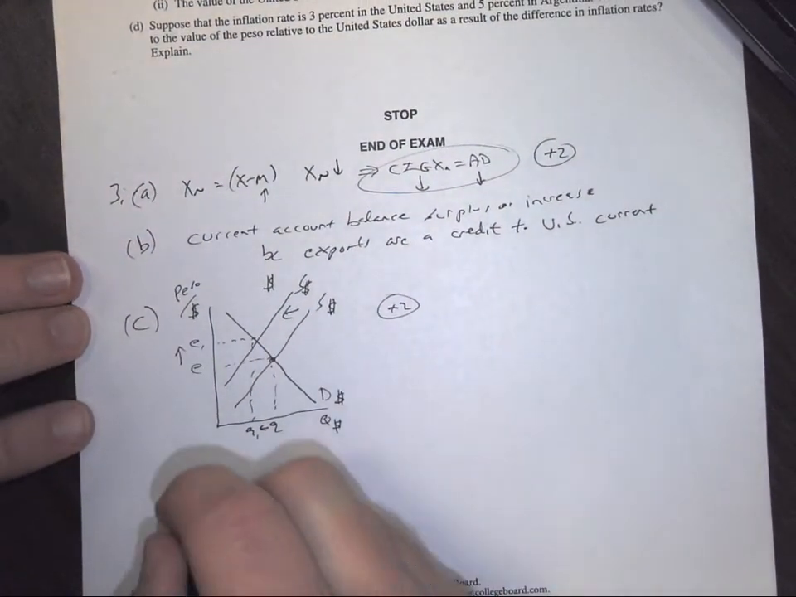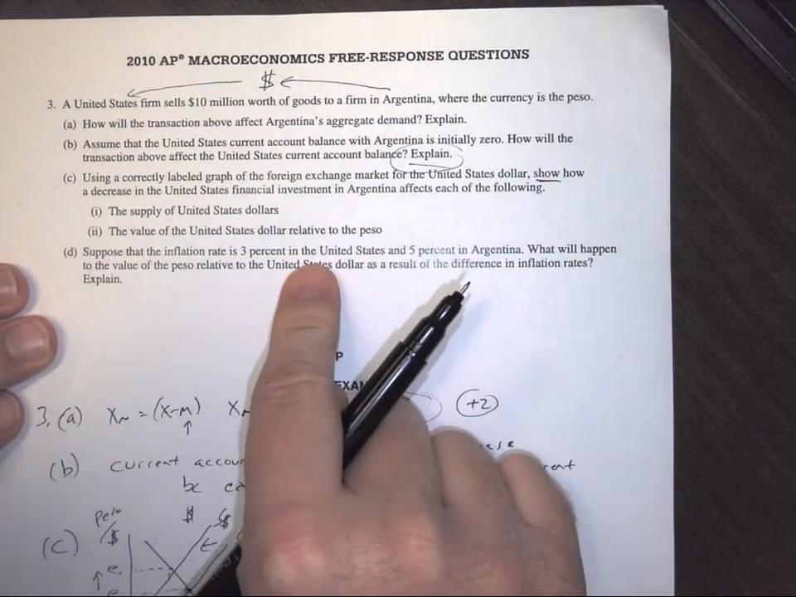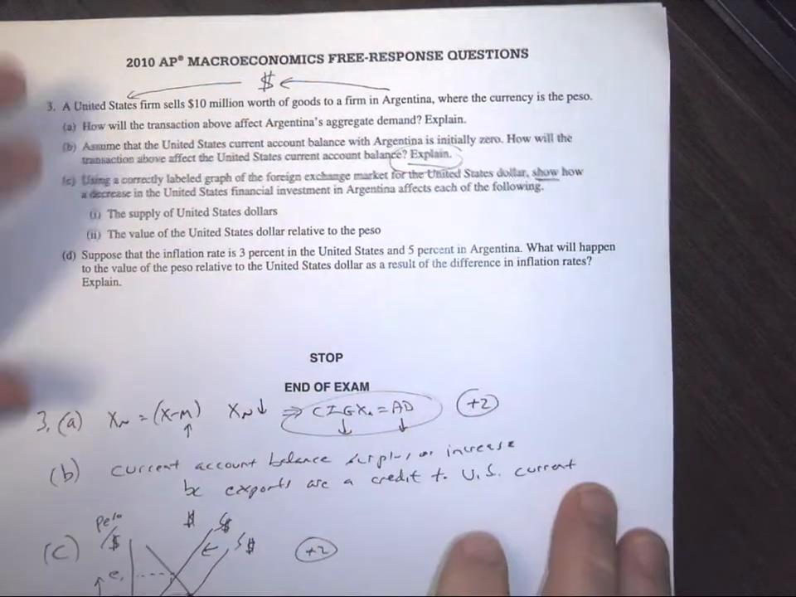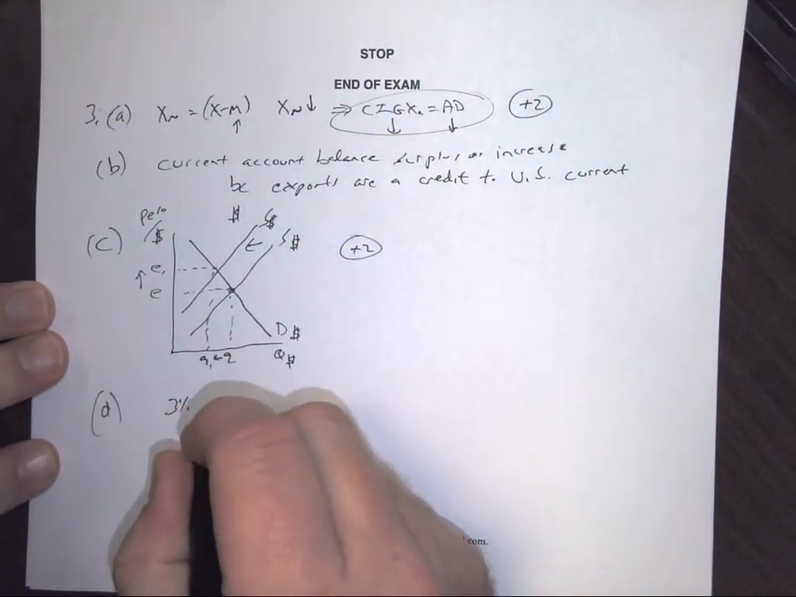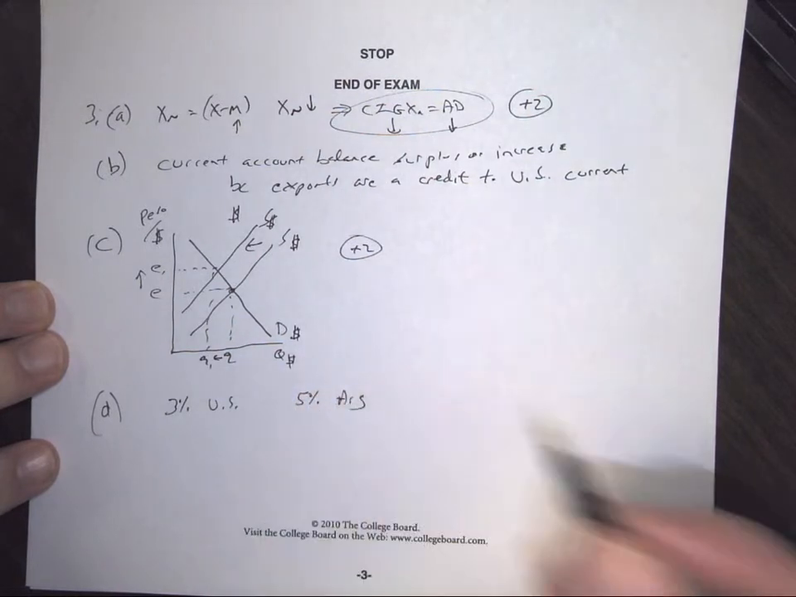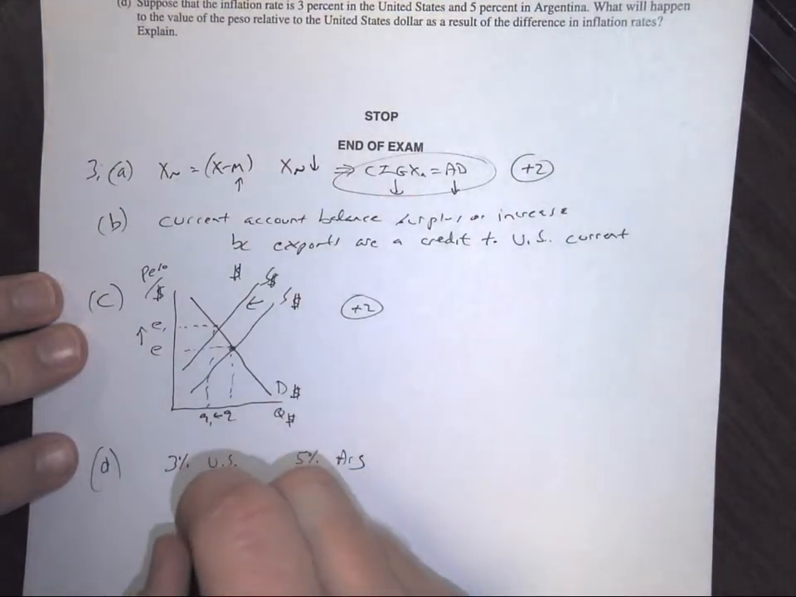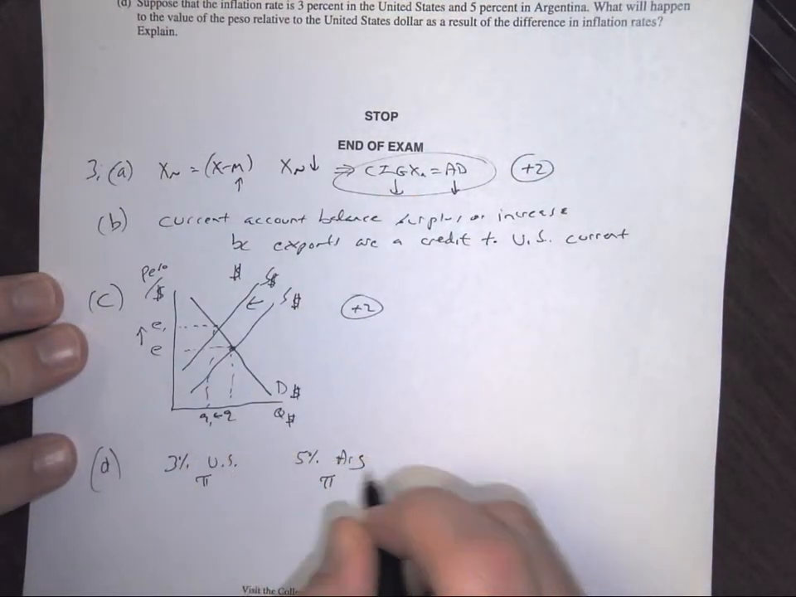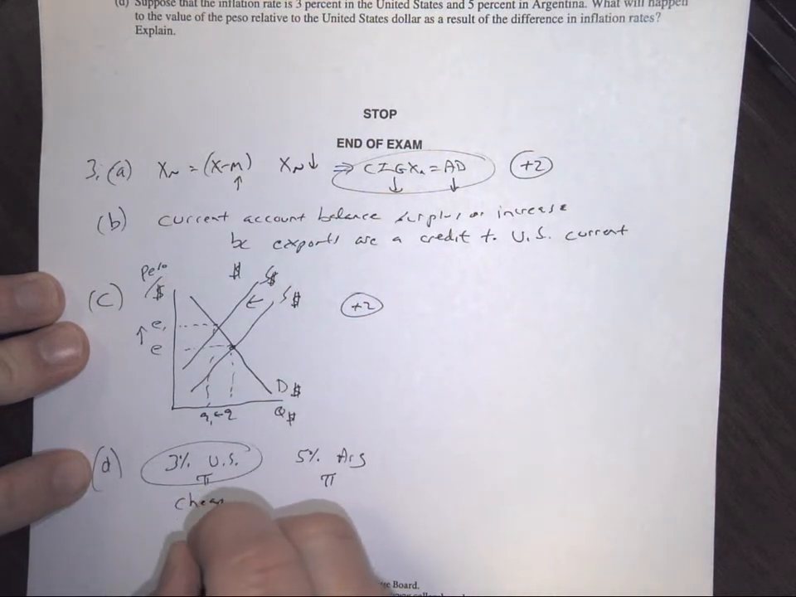Now on to part D. Suppose the inflation rate is 3% in the US and 5% in Argentina. So I would like to write that down: 3% in the US, 5% in Argentina. If I'm thinking about these two things right here, immediately these are inflation rates. So where is it cheaper to shop? The US is going to be cheaper.